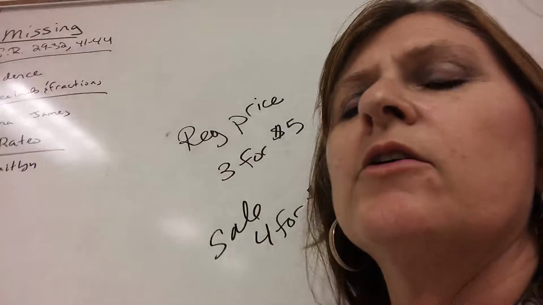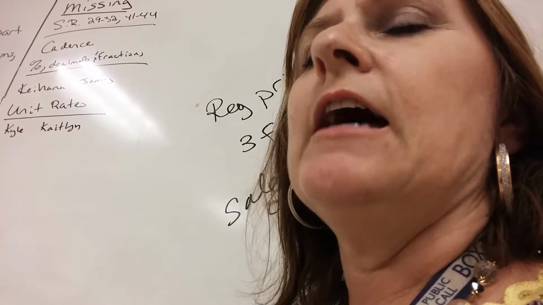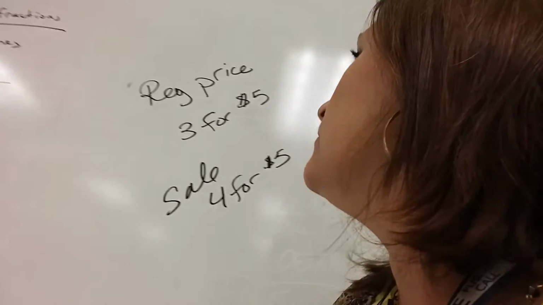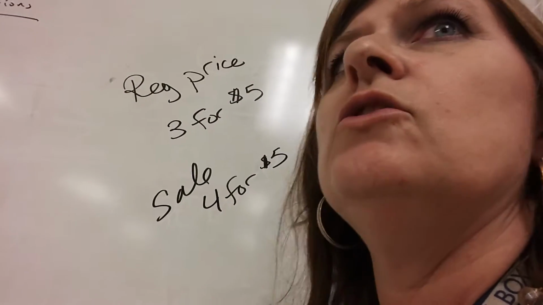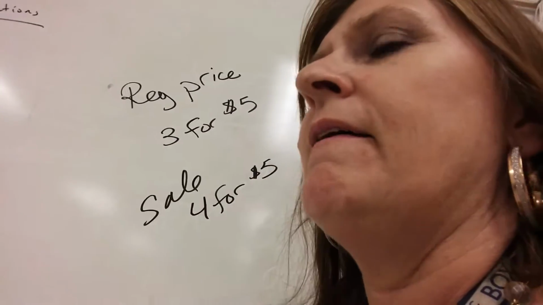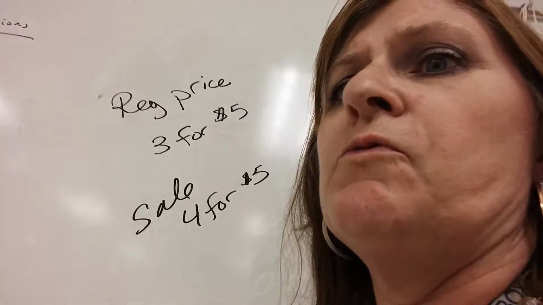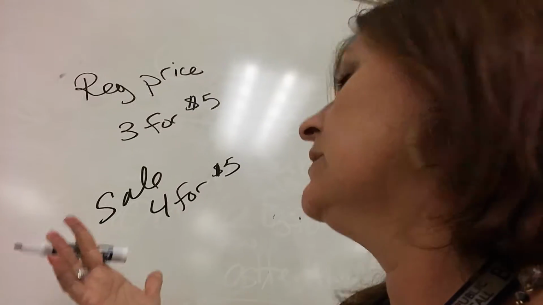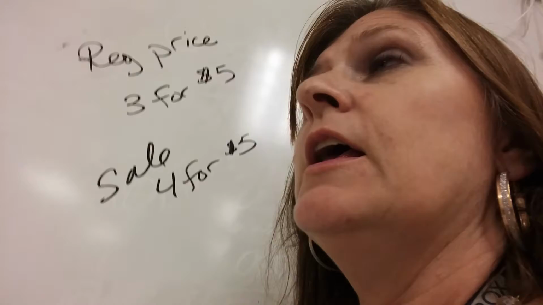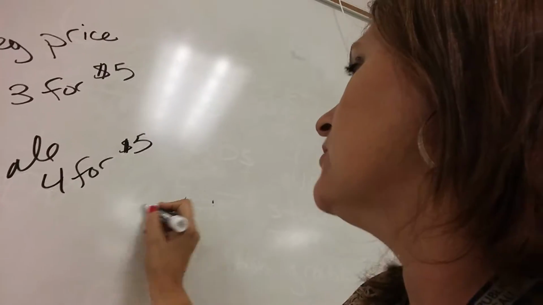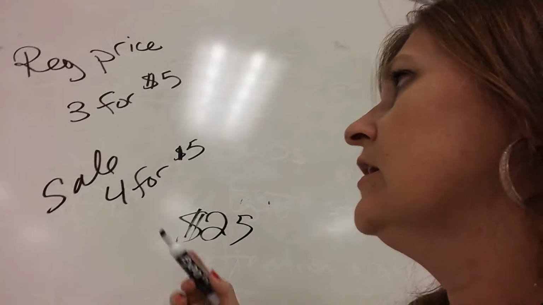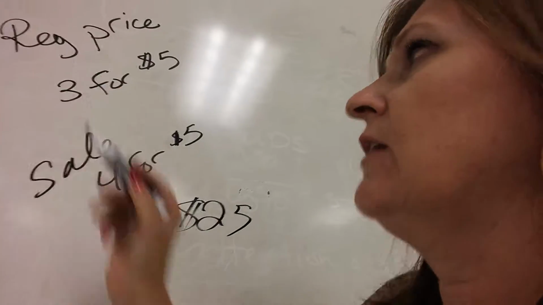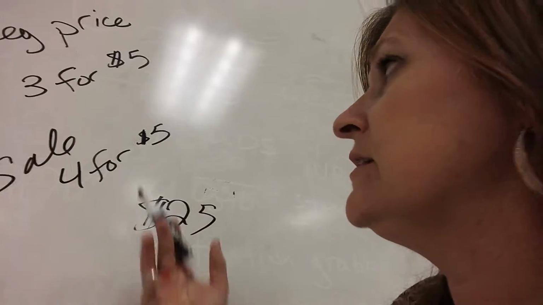Okay, this is another kind of constant of proportionality question. You have a regular price of something. Say I can usually buy the big 2 liters of soda 3 for $5, but this week they're on sale 4 for $5, and I have $25 to spend. I want to know how many more I can get when it's 4 for $5 than I can for 3 for $5. So it's pretty basic, pretty easy.